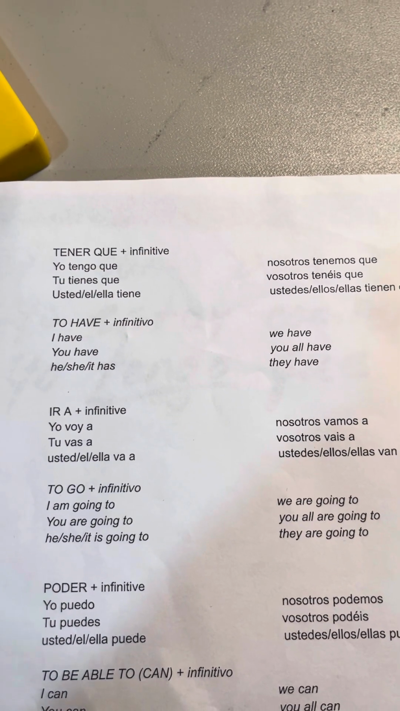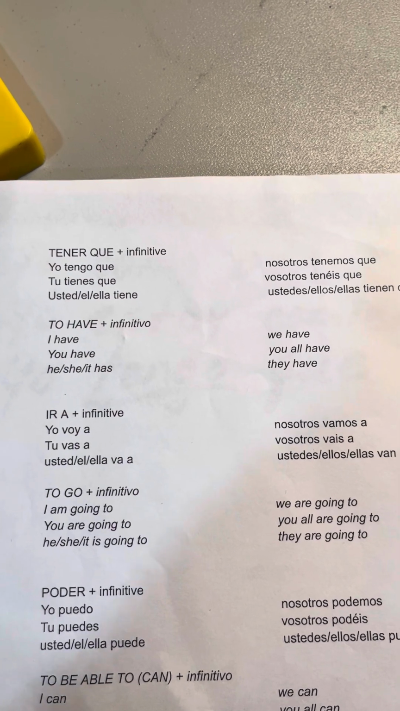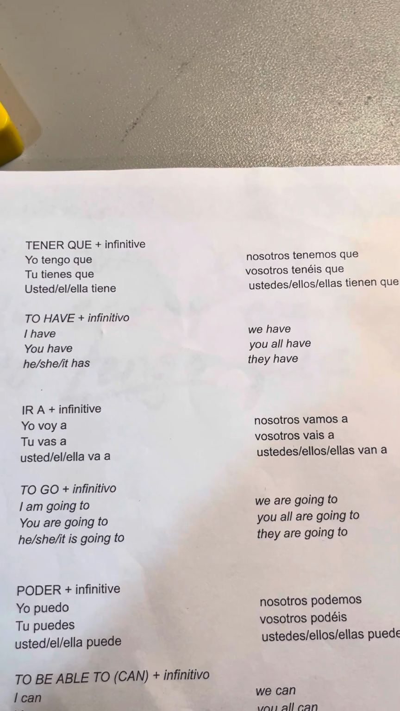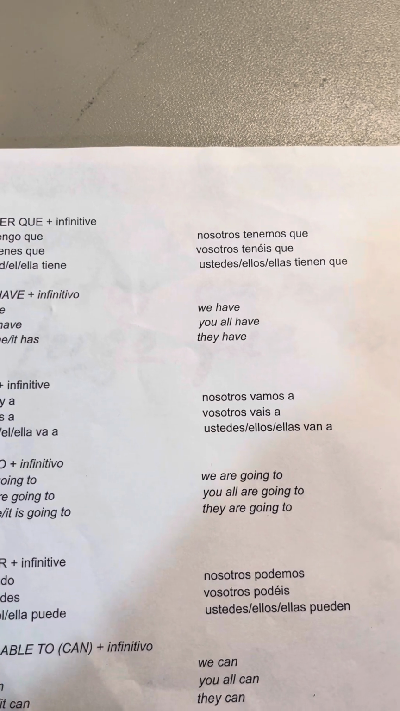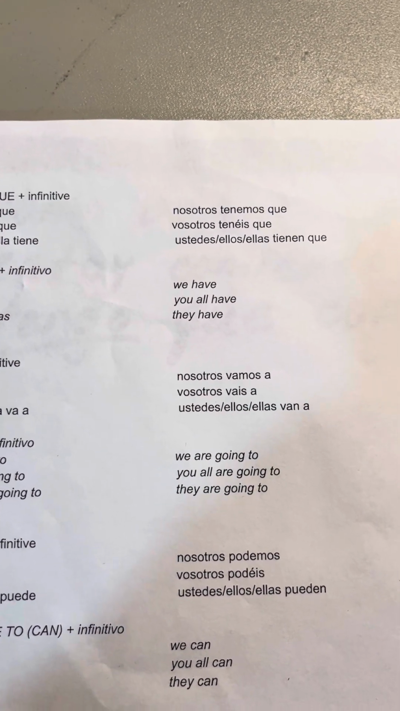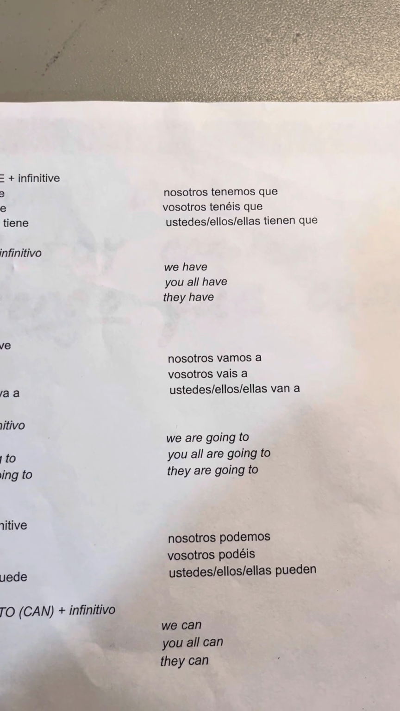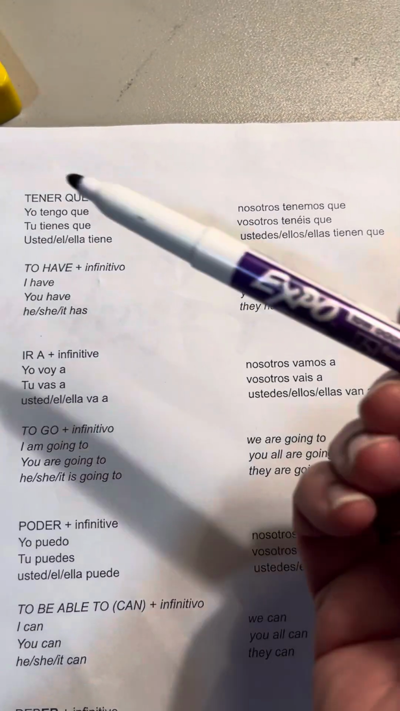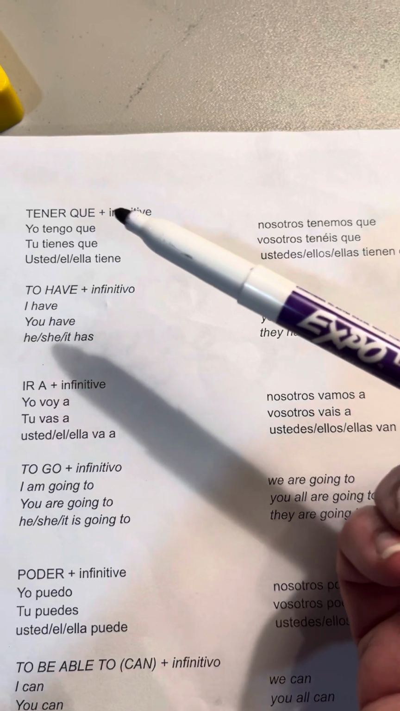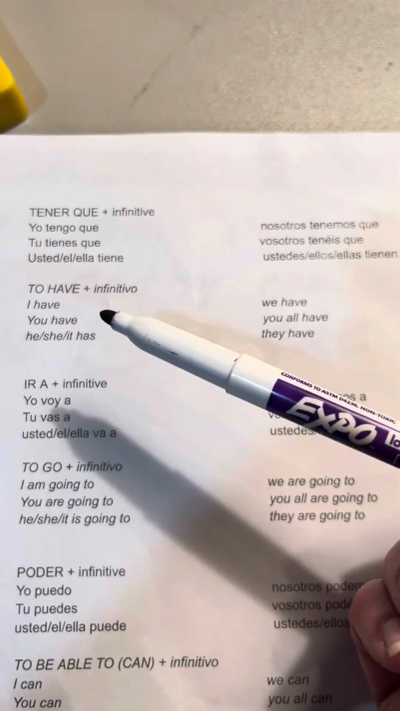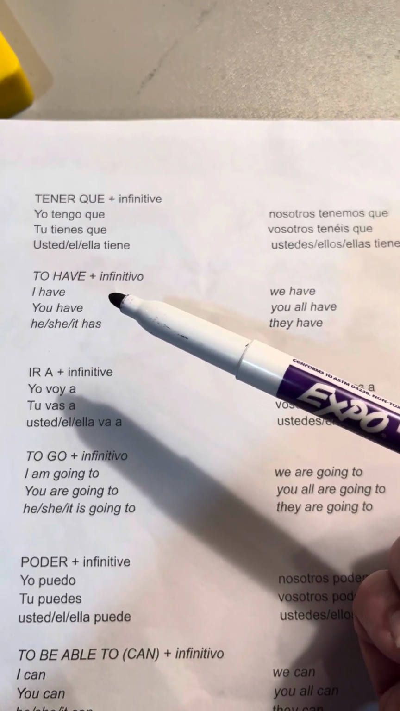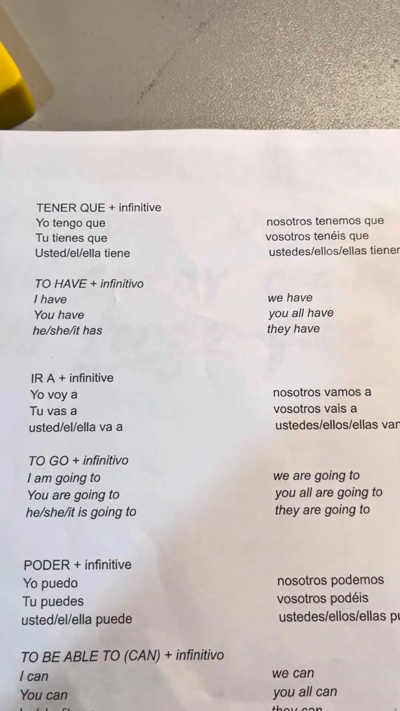Okay, so we can use this with any infinitive verb. Tú tienes que dormir. Usted tiene que trabajar. Nosotros tenemos que limpiar. Vosotros tenéis que pintar. Ustedes tienen que practicar. This formula works for anything that encompasses the verb to have. All right, let's go to the next one.